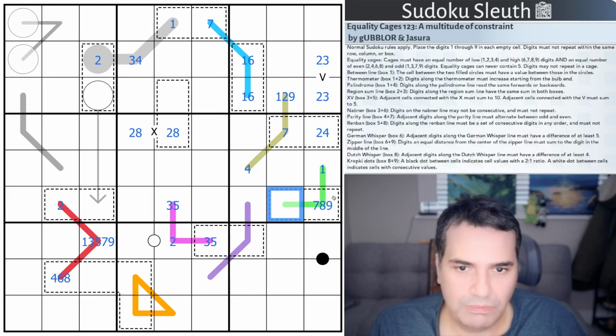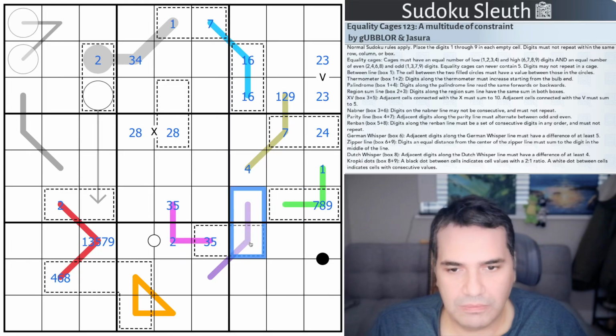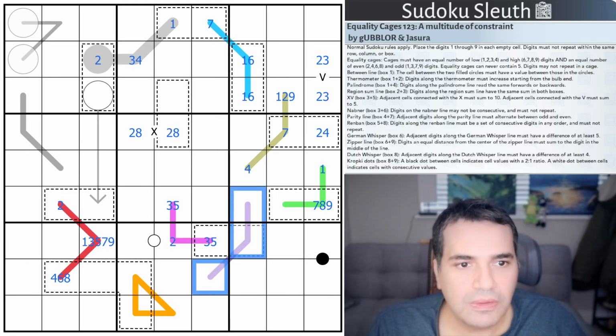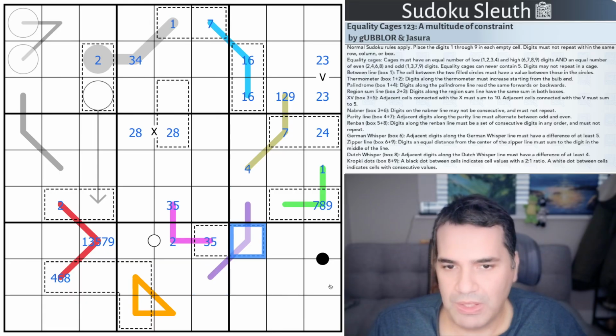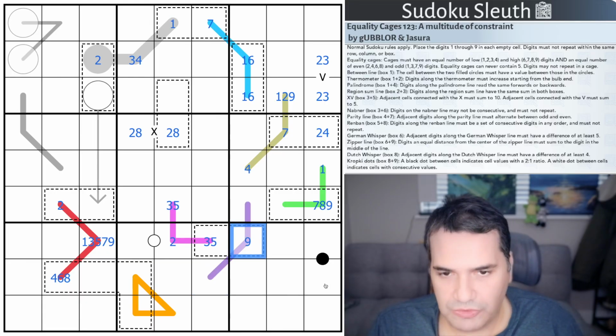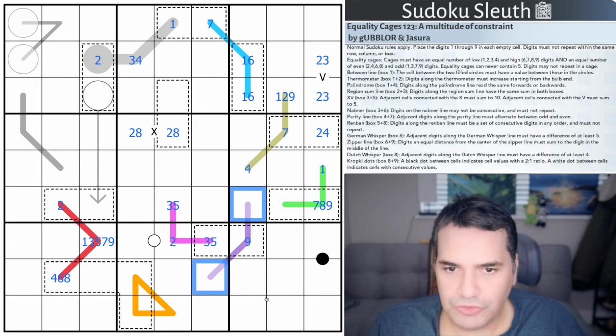Zipper line between boxes 6 and 9, and technically 8. Digits an equal distance from the center of the zipper line must sum up to the digit in the middle. That's the digit in the middle. If that cell is a 9, these two cells are going to have to add up to 9. That could be, let's say, 5 and 4, for example.